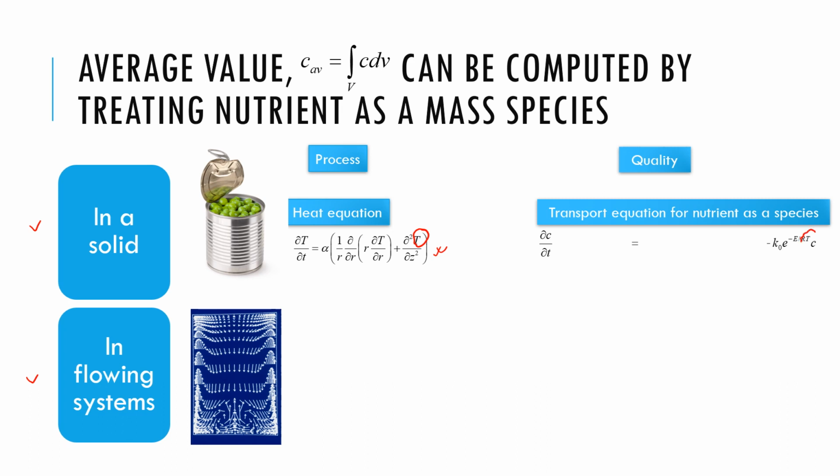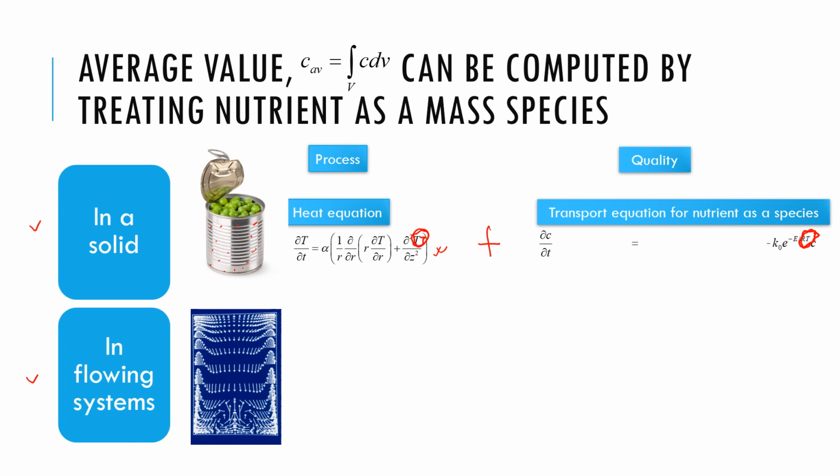You notice this has a temperature in there. So that temperature will come from here, and you combine these two to get quality everywhere inside this can of the solid food. If we know vitamin C concentration everywhere by combining these two, then of course we can get an average. Now let's move into the flowing system.